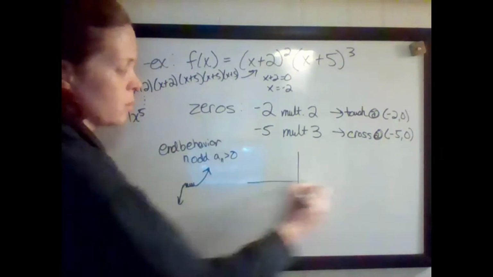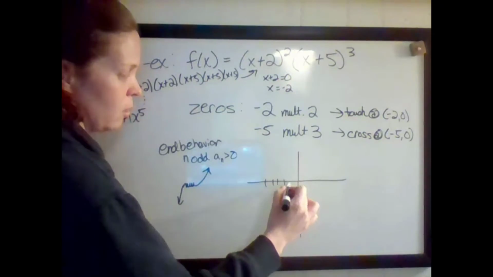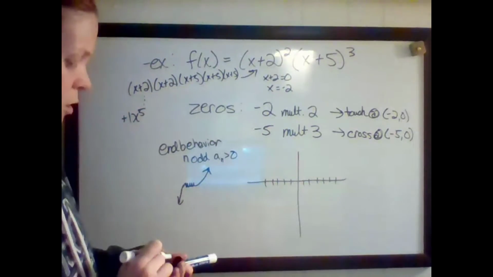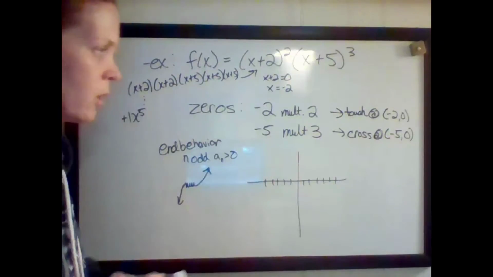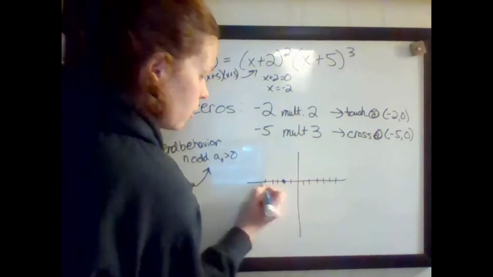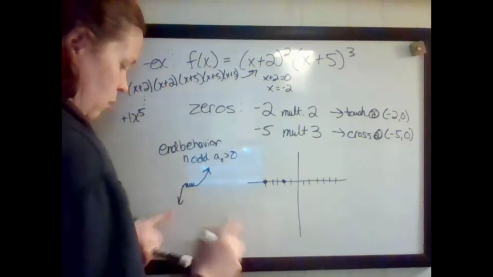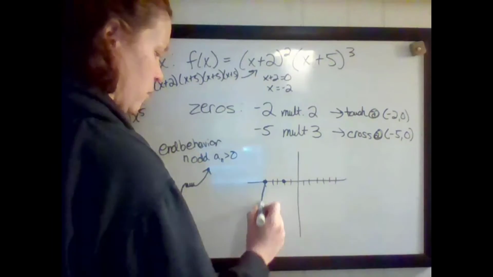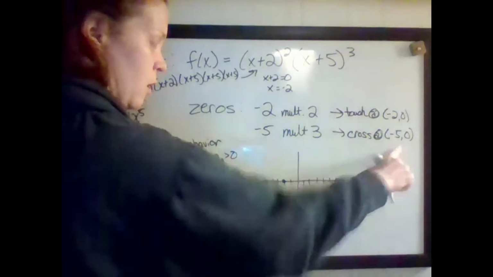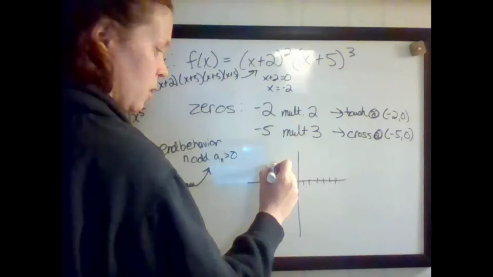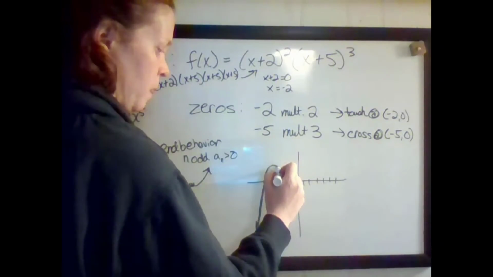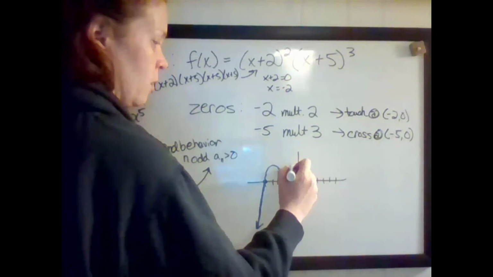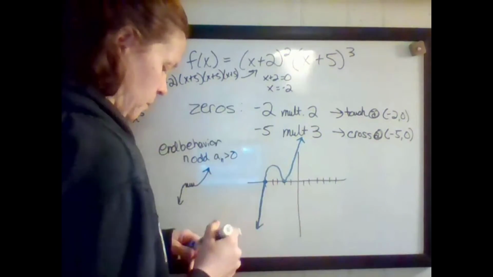So let's put on what we can here. We know that something's going to happen at -2 and -5. So if I'm going to start increasing, I'm going to cross at -5. Something's going to happen here where it's going to come back down, and then it's just going to touch at -2 and come back up. Okay? And probably some pretty big number.